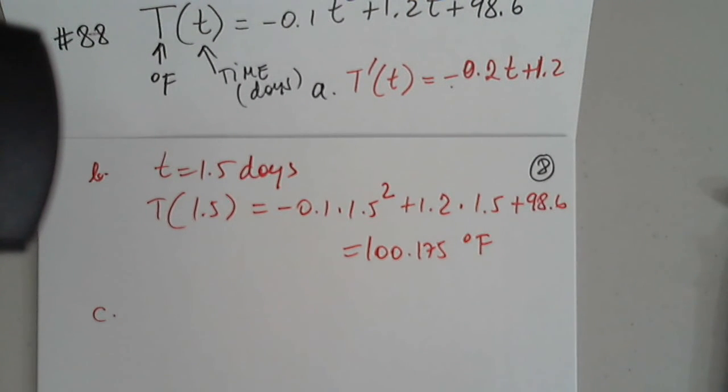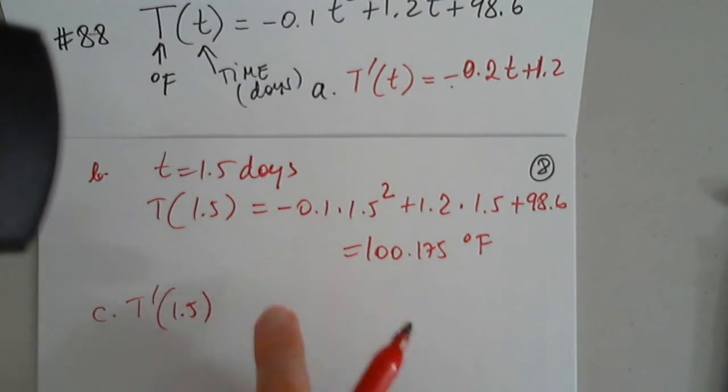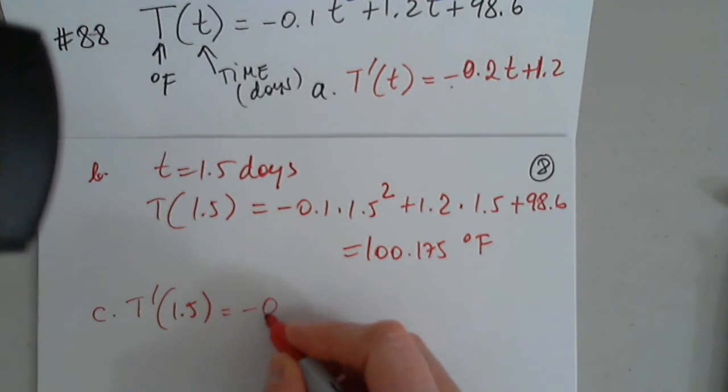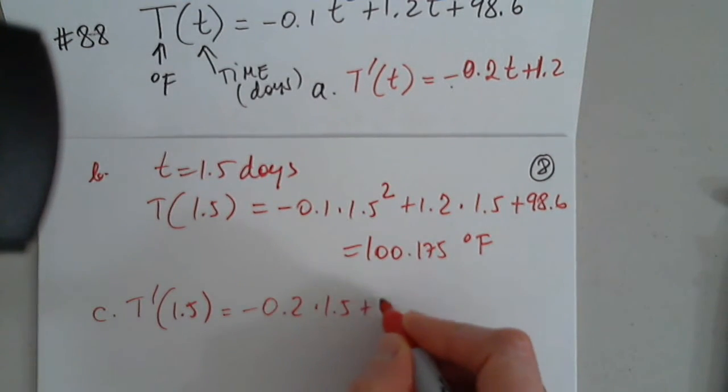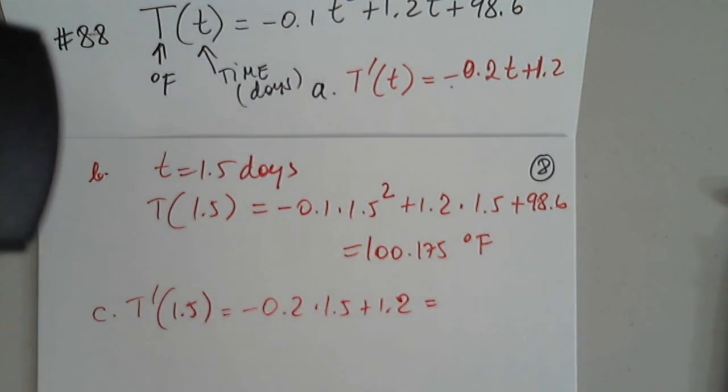Part C. Find the rate of change at t equals 1.5 days. What do I need to do now? Plug it into the derivative function. Yes, because I'm asked to find the rate of change, not the temperature, but the rate of change of the temperature. Okay, so negative 0.2 times 1.5 plus 1.2.